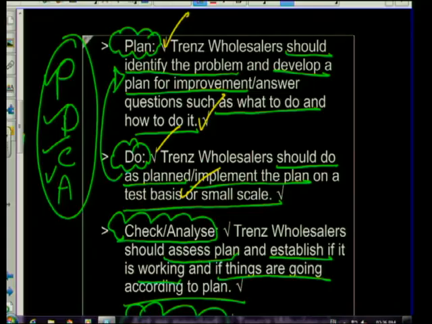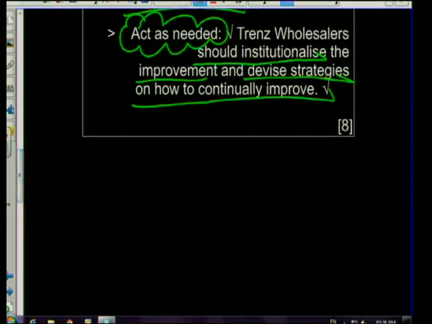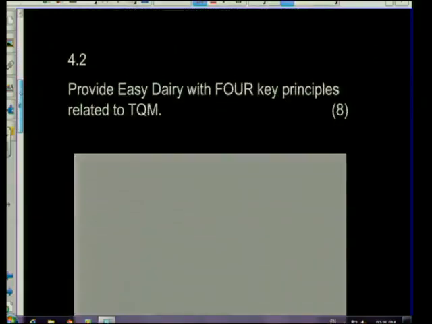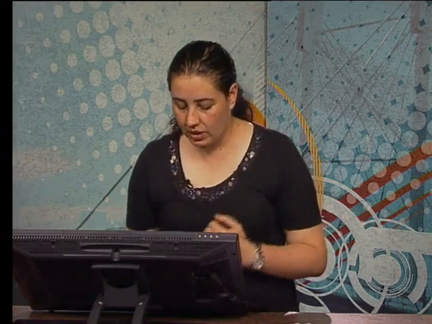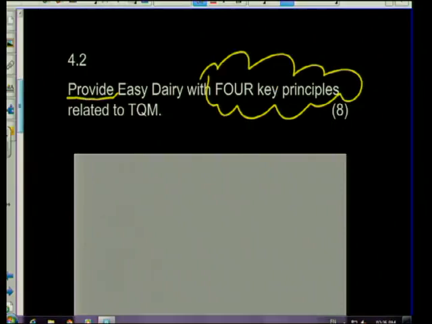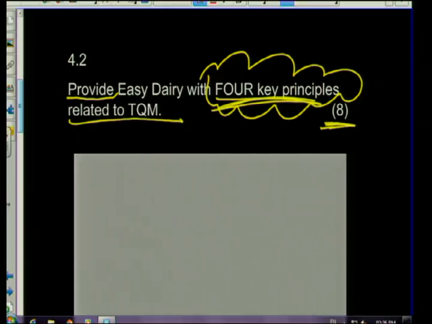The next question, grade 12s, that follows on with this, still looking at trends, would be question 4.2. So with question 4.2, we've now looked at the plan, etc. This question looks at provide Easy Dairy with 4 key principles related to TQM, so total quality management. And this is out of 8 marks. So this is also it's only got 1 layer. It's asking us simply to provide 4 key principles. Let's have a look.